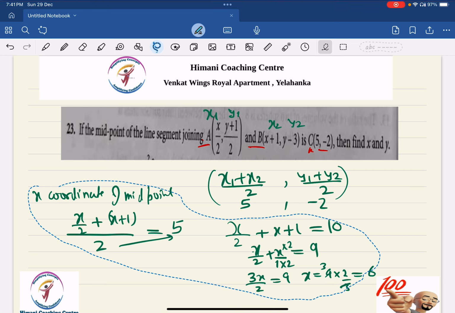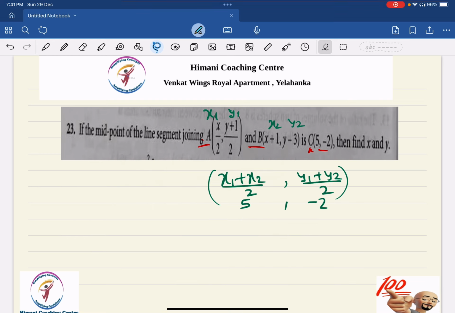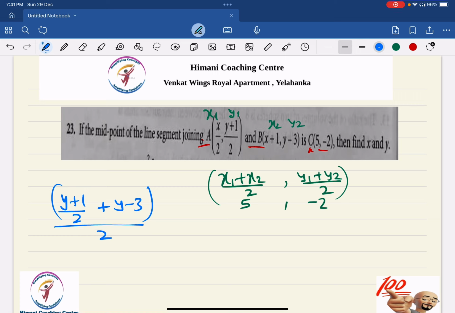Again, students, if you are watching the video, it would be good that you pause the video and solve the questions yourself. If you get stuck, then see the process again. Now we will talk about the y coordinate. So (y + 1)/2 + y - 3, this whole thing divided by 2 equals -2, because that's the y coordinate of the midpoint. So this 2 goes up, becomes 2 times -2, which is -4.